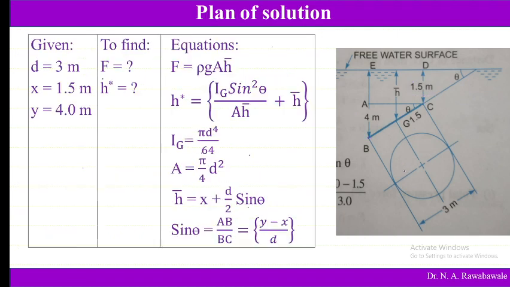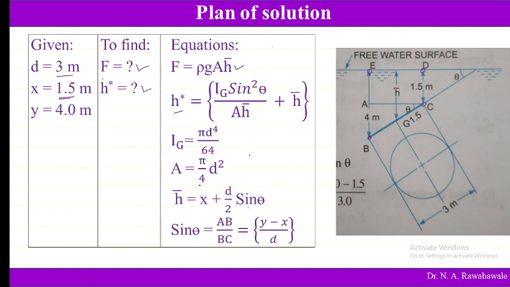Now let us see what is given here. The diameter of circular plane is given, and the distance x, the distance of upper edge or upper point from free surface, is 1.5 meter. So distance D to C is 1.5 meter, and distance E to A is 4 meter, that is y. Then we have to find out total pressure force and distance of center of pressure from free surface. So F is equal to rho g A h bar. Now h star can be obtained by the same equation. So here the distance h bar we have to find out.